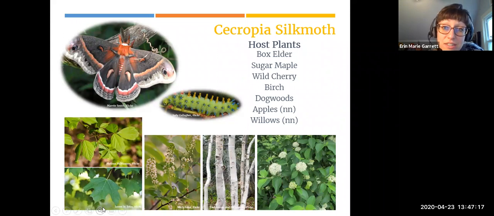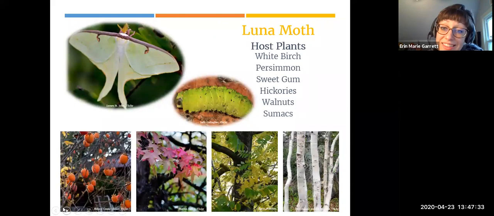So with this Cecropia silk moth, there are a whole bunch of different trees that we can start to look for these caterpillars on, okay? So if we have a sugar maple in our yard, I have a sugar maple in my yard, I'm going to start keeping my eye out for these caterpillars and see if I can find any. When it comes to Luna moths, again, similar trees, lots of hickories, walnuts, sumacs, sweet gums, persimmons are all going to attract that Luna moth caterpillar, and then we can start to look for that adult form.